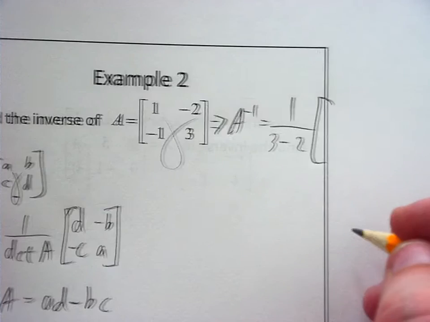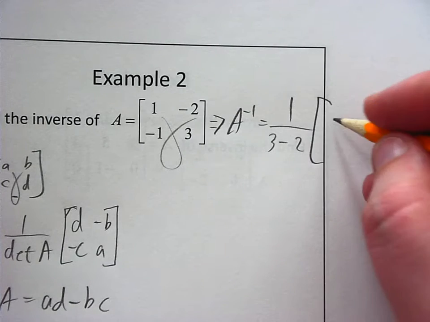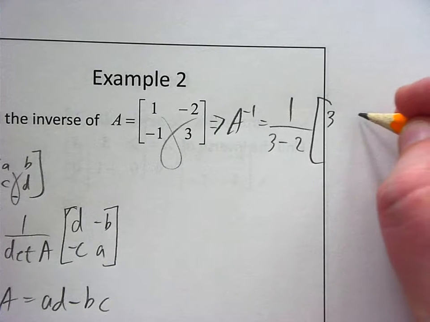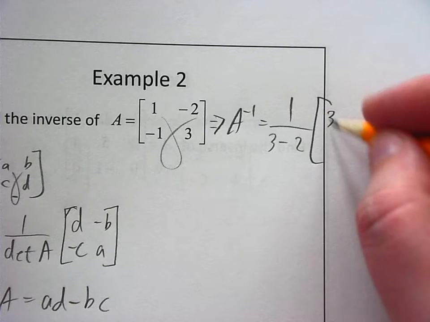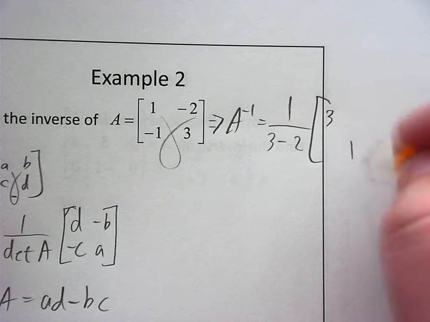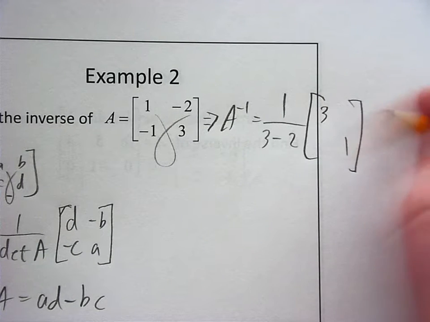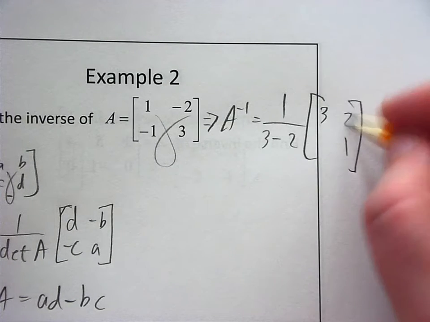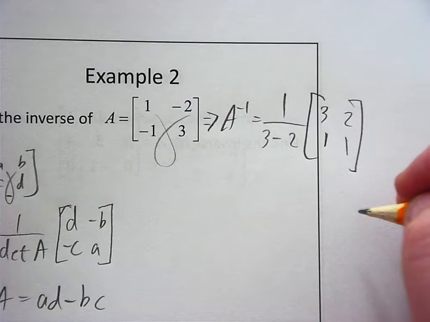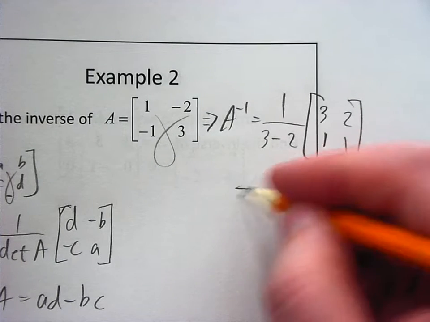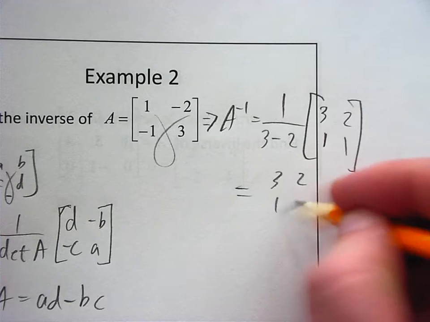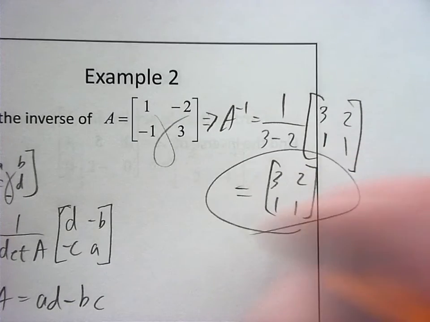Then your rearranged matrix, what's your top row look like? 3, 2. Now, if you want, do the diagonal instead. 3 and 1, flip those. What are you going to do to the other diagonal? 2 and 1. I'll just flip the signs. You're going to multiply by 1 over 1. In other words, nothing changes. So this would be your inverse.